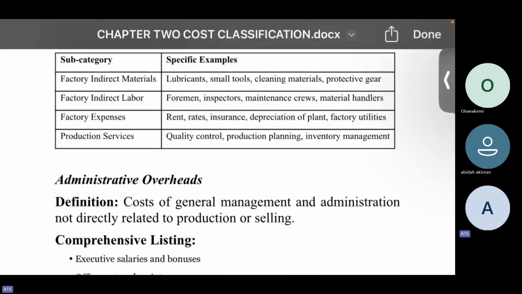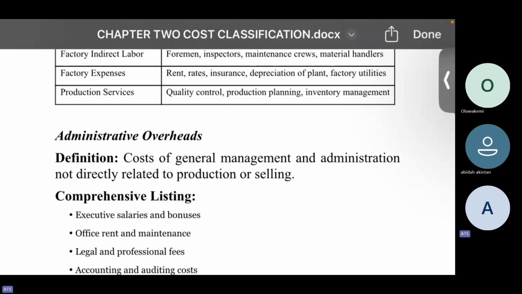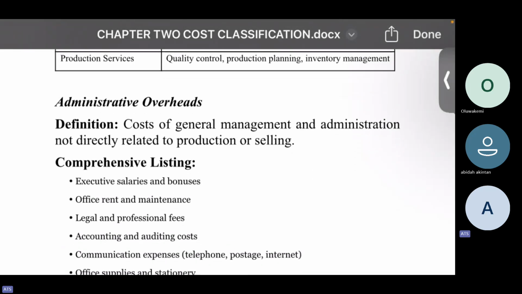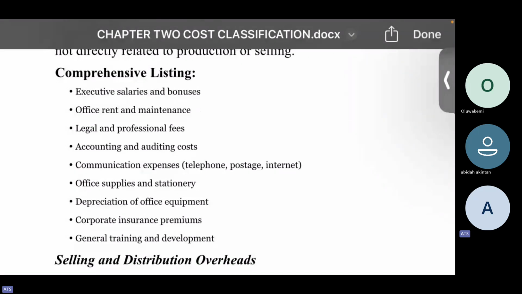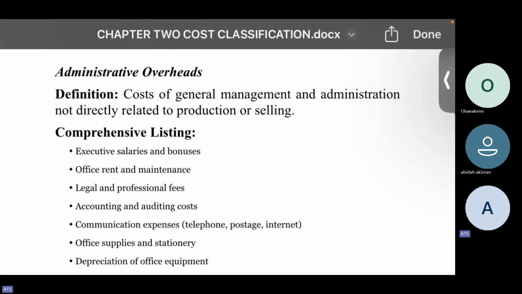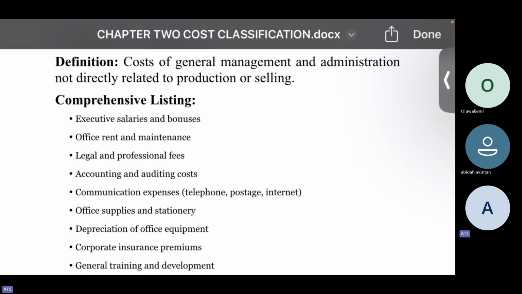And then you have admin costs. These ones are outside the factory. They are the ones the admin people, the top management, incur. So the salary you pay, the office rent, the legal fees, audit fees, accounting fees, communication expenses, depreciation costs, insurance, general training for your staff. These are administrative costs, right?